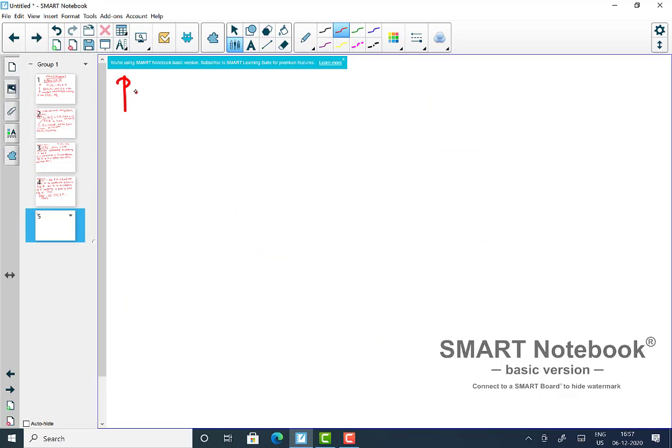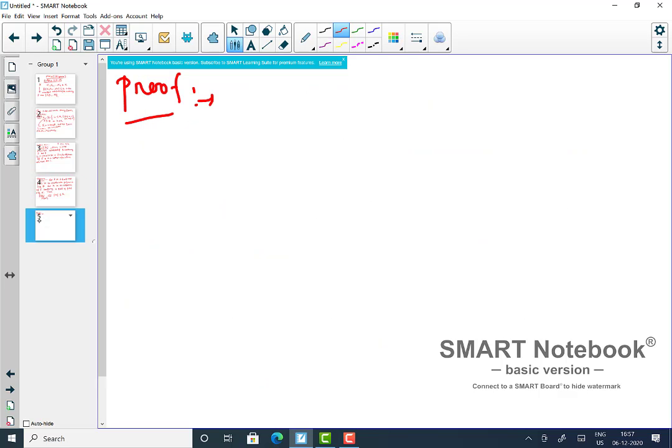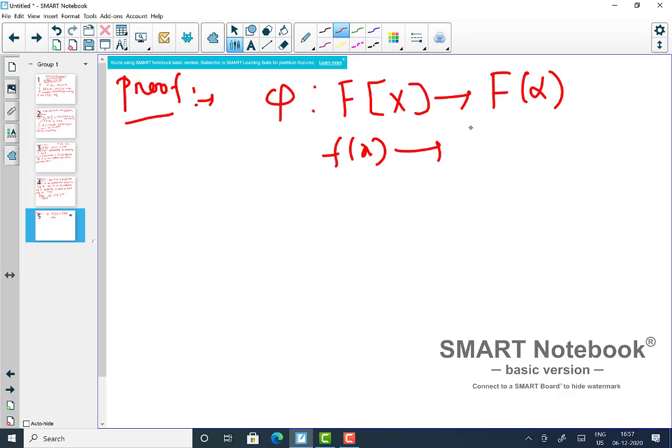Okay, and the proof is also not very technical, so let me just give you the idea. Whenever you have a quotient, you can use the first isomorphism theorem of rings, right? So what is the natural map? You define a natural map, say the homomorphism. Let me define it, say phi: f(x) maps to f(alpha). You choose any polynomial f(x), and then you map it to the value of f(x) at alpha. Okay, this is a natural map.